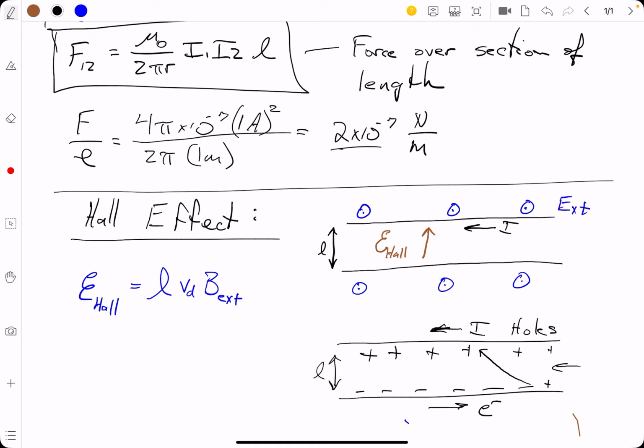So we've got our Hall potential. We know which way our force is going. We can still use the Lorentz force law, but we wouldn't use the Lorentz force law. We would use the force on the charge. Okay, so we would use Lorentz forces of electric fields on charges.